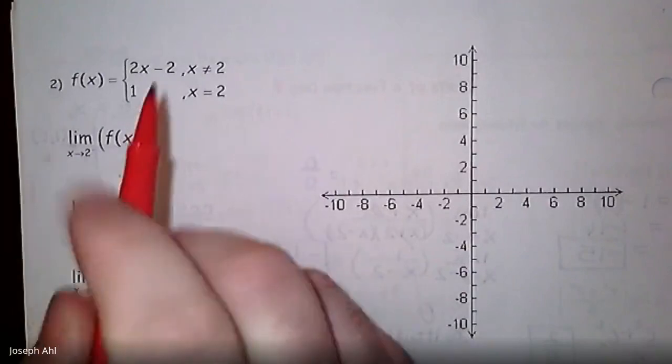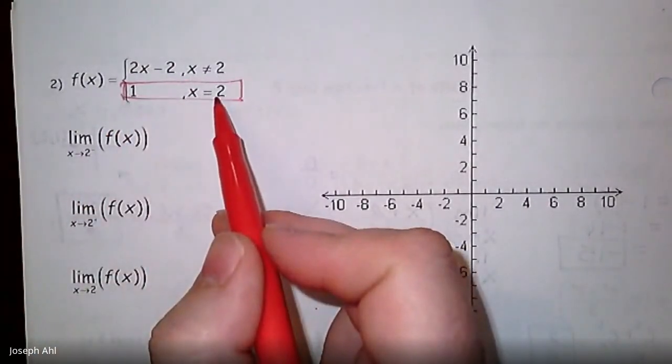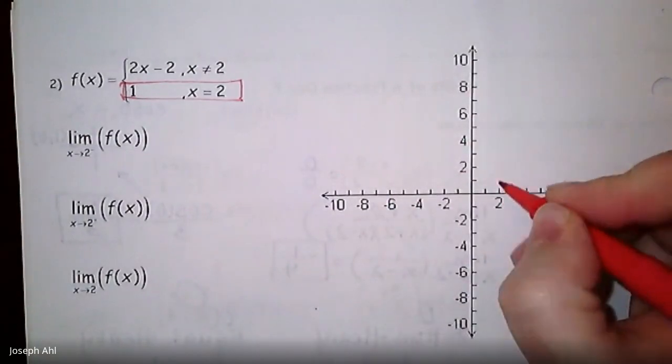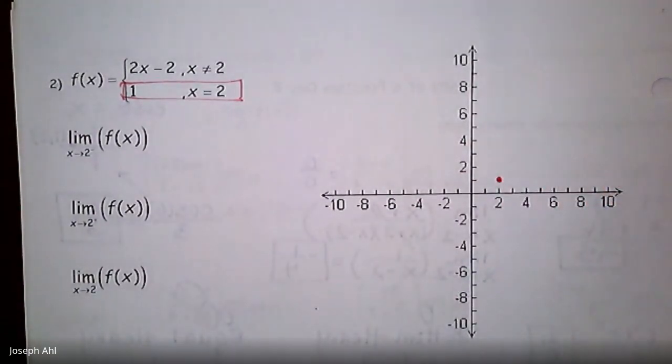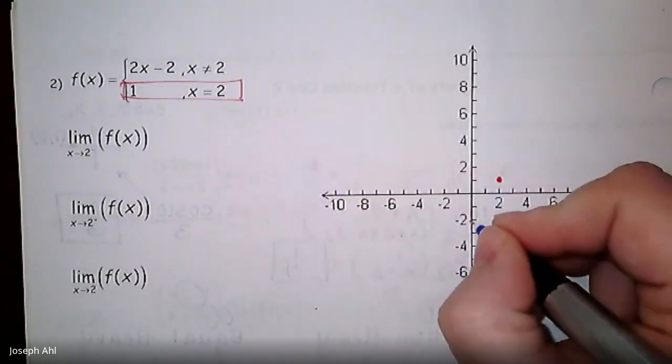So actually, I'm going to do this last part first because it's only a single point. This really represents the point (2, 1). At x equals 2, the y value is 1. Otherwise, what am I graphing? I'm graphing 2x minus 2. So what do I know about that line? I know that it has a y-intercept at -2.